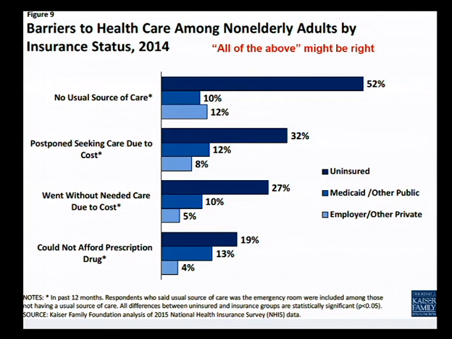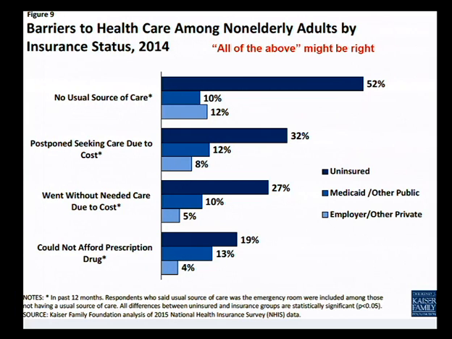This is survey data from, I guess, Commonwealth or Kaiser Family Foundation. All of the above might be right, I said. So not having a usual source of care is much more common among uninsured people compared to people with Medicaid or employer or other insurance. Postponing seeking care due to cost is more common in that uninsured group.